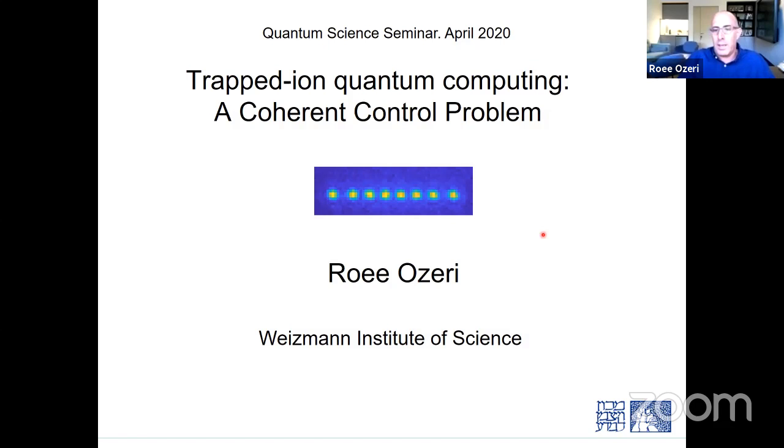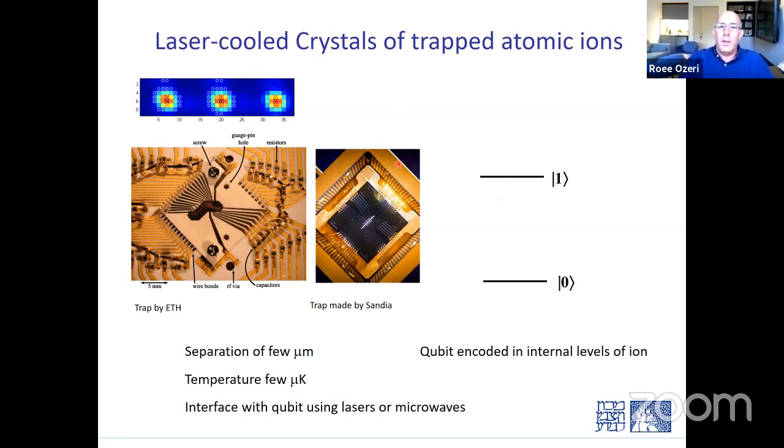The systems that we're working with are crystals of trapped atomic ions. They're laser cooled. Modern ion traps, these are RF Paul traps, are fabricated using electrodes on substrates, and these are microfabricated electrodes, so typical sizes here are in the tens and hundreds of micrometers. These microfabrication techniques allow for the building of rather complicated electrode structures. What you see here are two examples of a trap that was made at ETH and another trap that was made by Sandia National Lab. The ions are trapped either hovering above these surfaces or in between the electrodes.